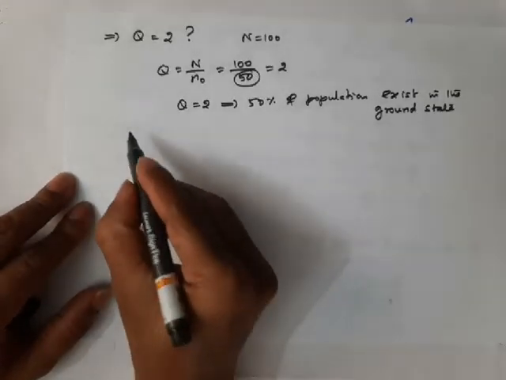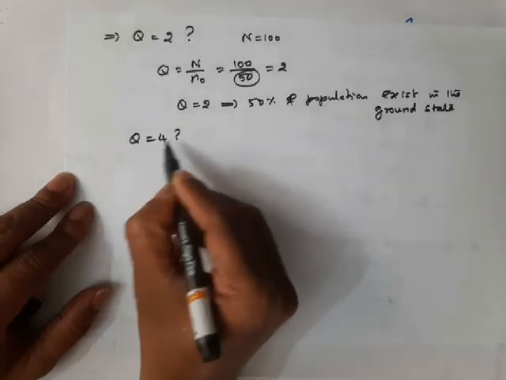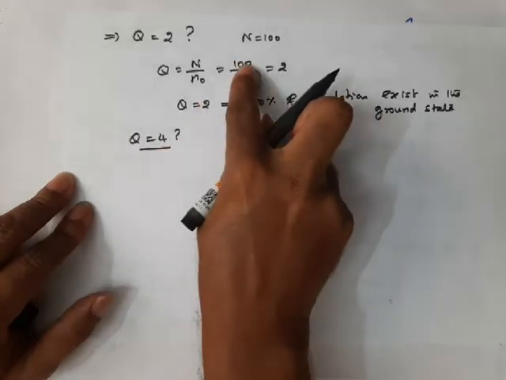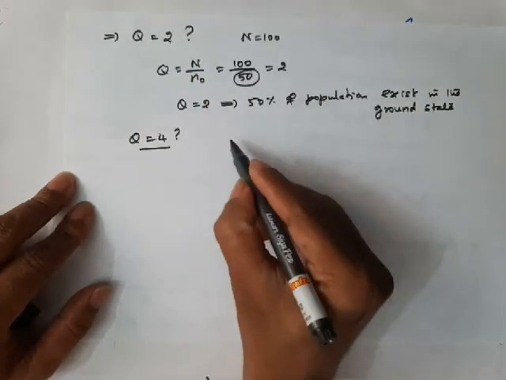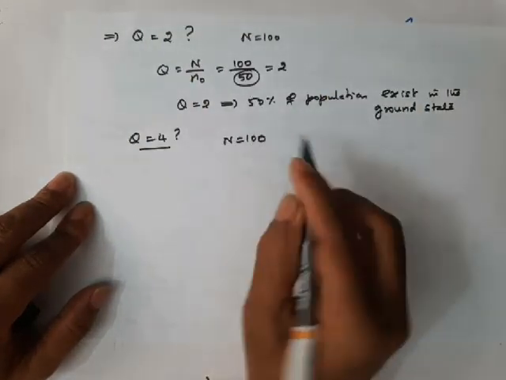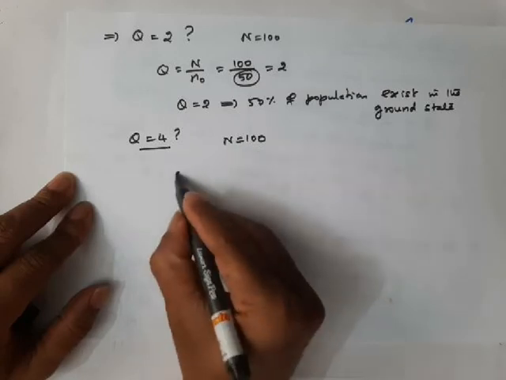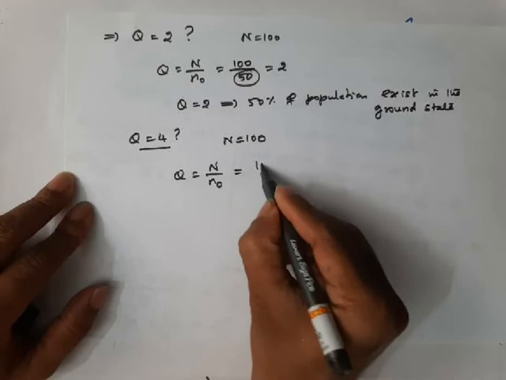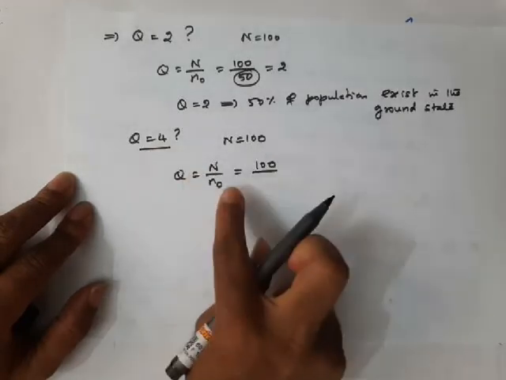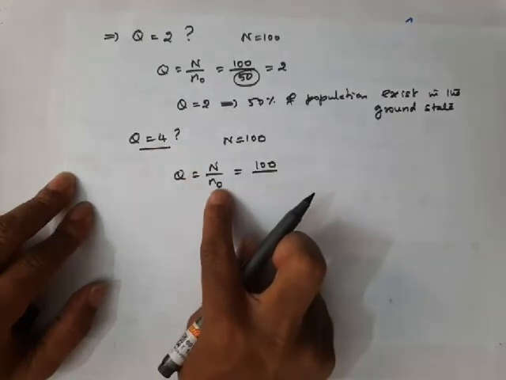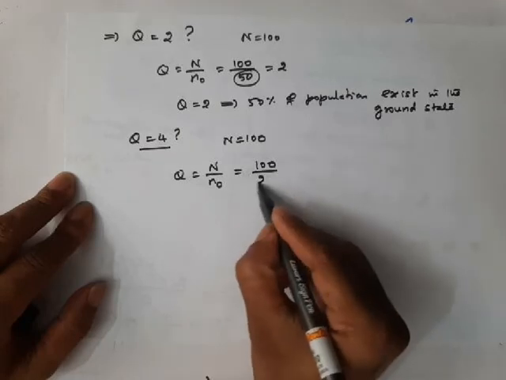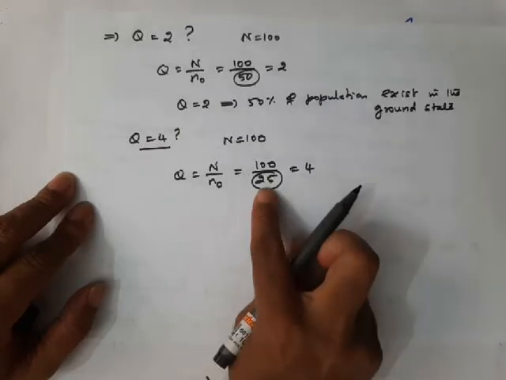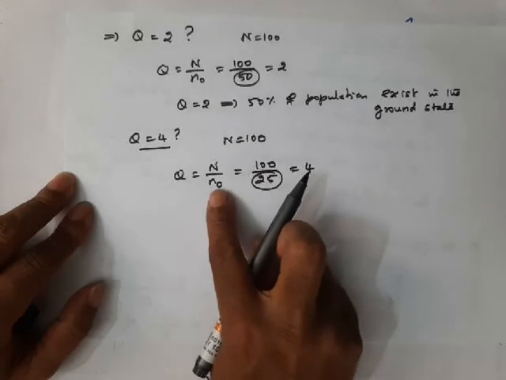Suppose I give Q equal to 4, what does this indicate? To find the Q value, you take N value as 100 because you will get the percentage directly. If I take N equal to 100, Q is equal to N by N0 is the formula. N is 100. To get Q equal to 4, what value should I put for N0? 25. So 100 by 25 is 4, which means 25% of the population exists in the ground state.